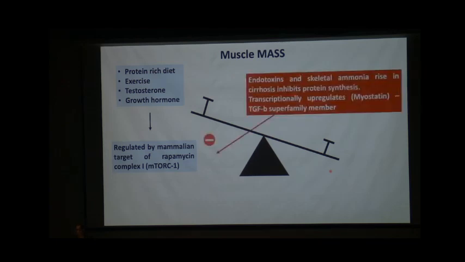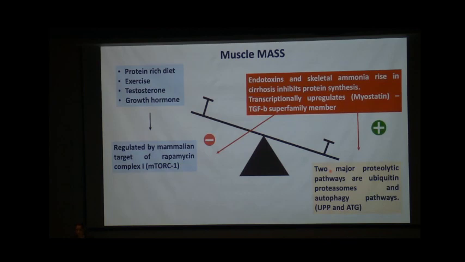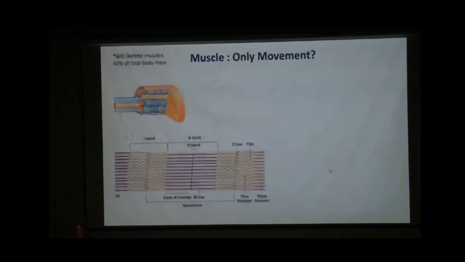Whenever there is liver damage, it induces endotoxin and ammonia, which inhibit protein synthesis by upregulating myostatin, a transcription factor from the TGF-beta family, which I will discuss in further slides, and other proteolytic conditions. This decreases protein synthesis and increases protein degradation.